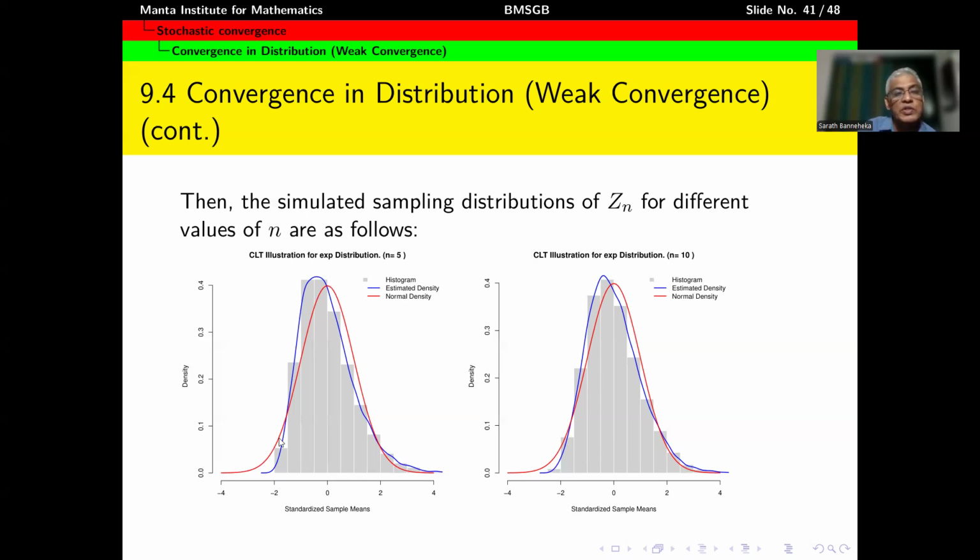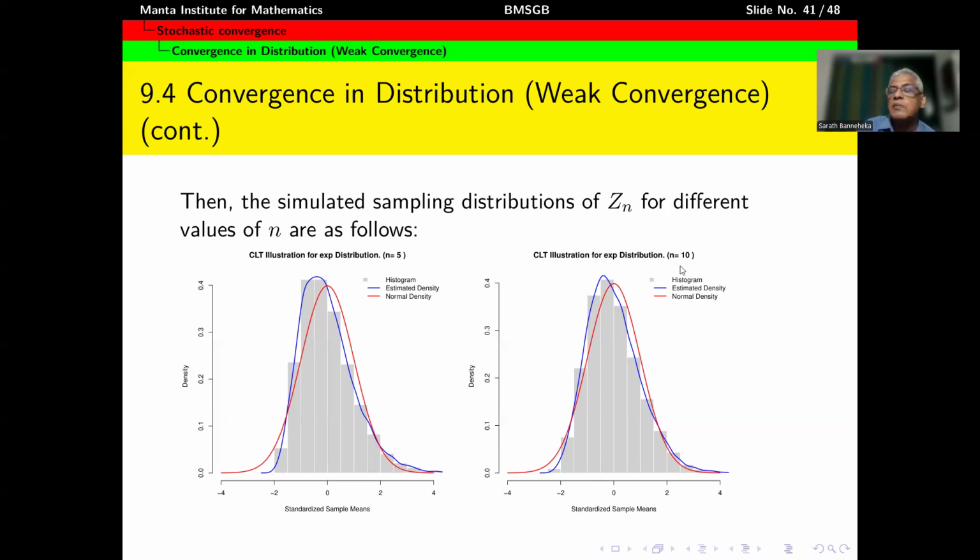I have drawn the standard normal distribution in the graph in red. So you can see that when n is equal to 5, of course, the sampling distribution of the standardized sample mean and the limiting distribution are quite different.